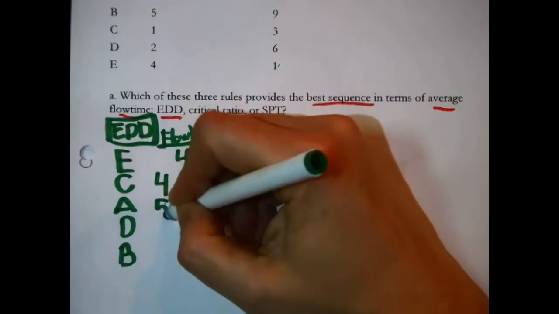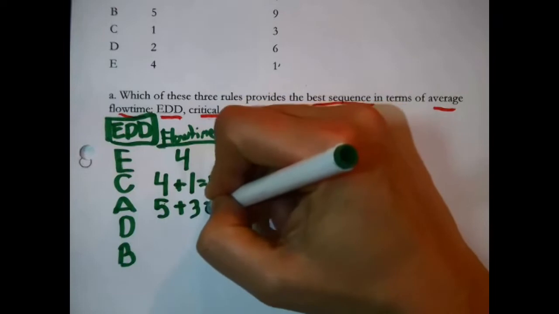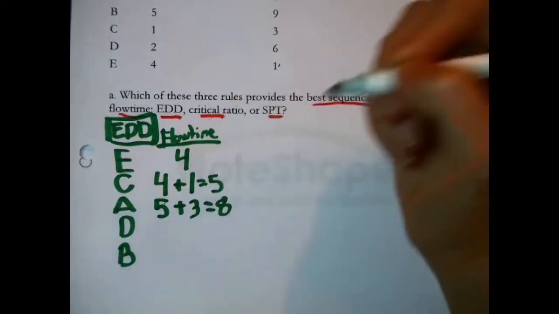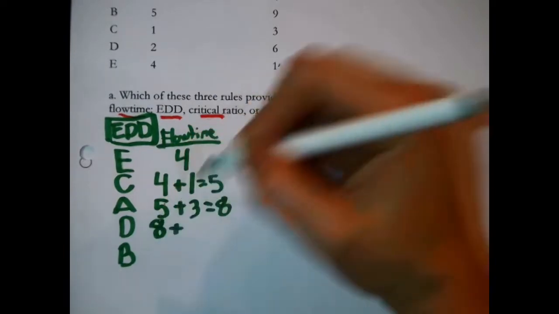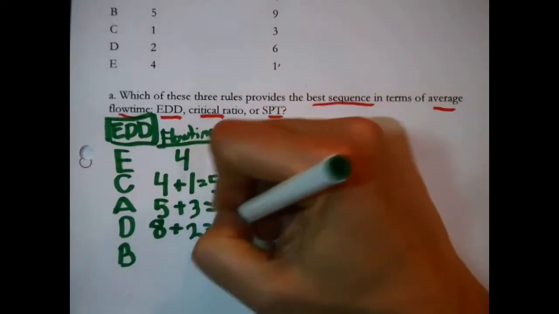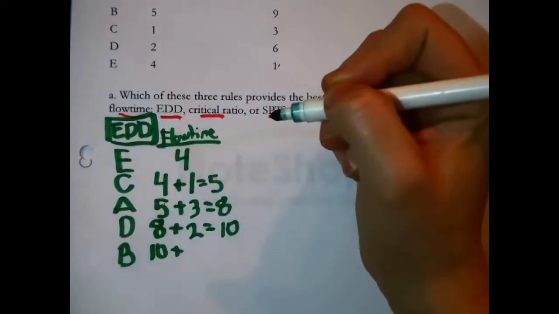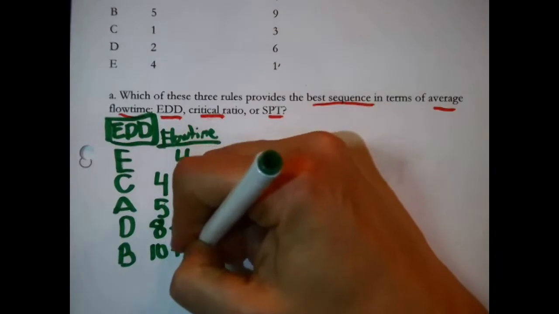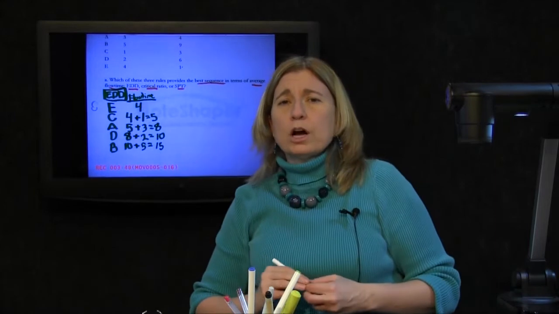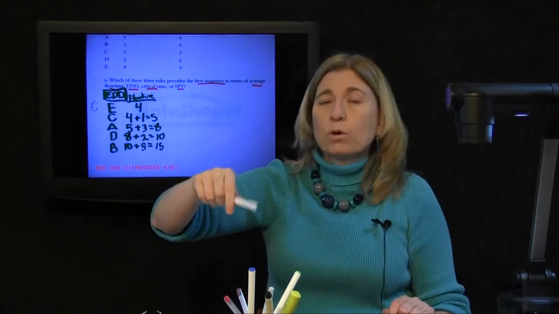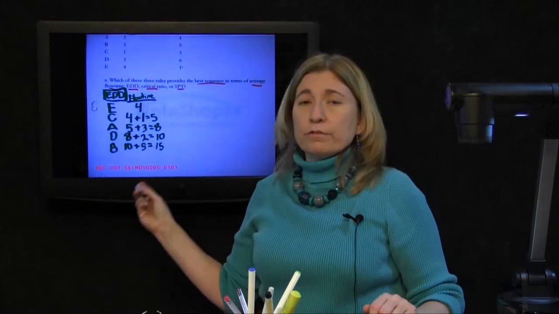A has to wait those 5 hours. A is 3 hours worth of work, so the flow time for A is 8 hours. It'll be done in 8 hours. D, 8 plus processing time of 2, 10. B, 10 plus, look up the processing time for B, 5, 15. Yes, the general rule is the flow time for a job is the flow time of the job before it plus the own job's processing time. Now, these are the flow times.